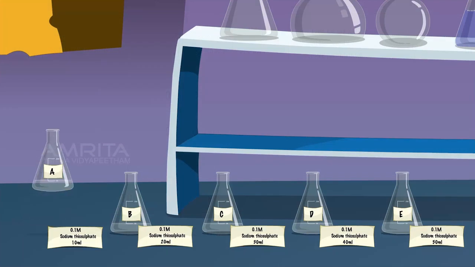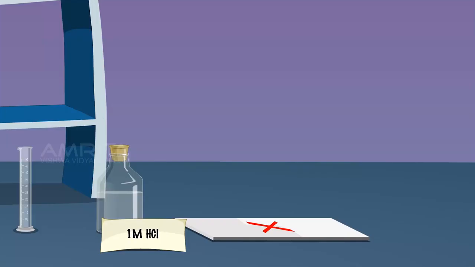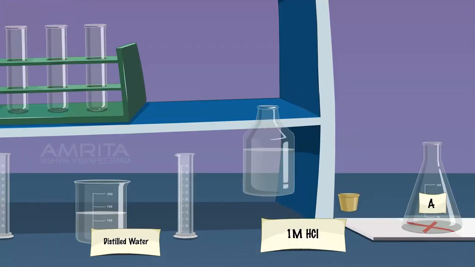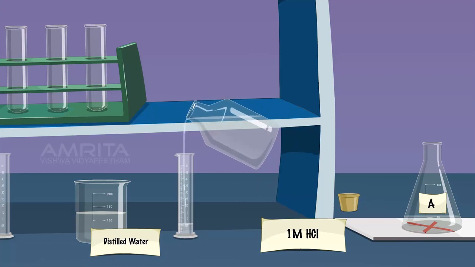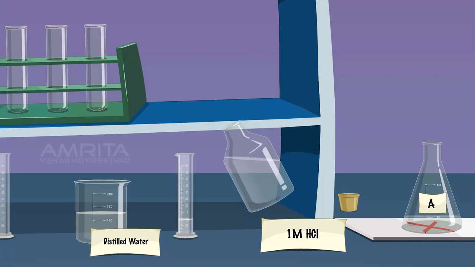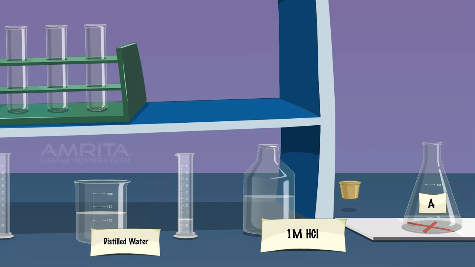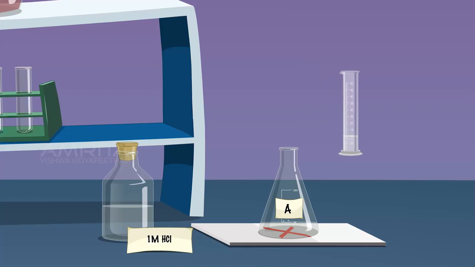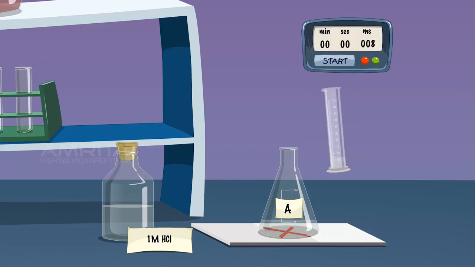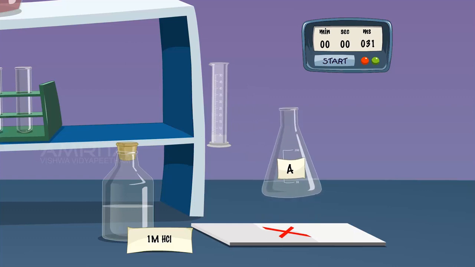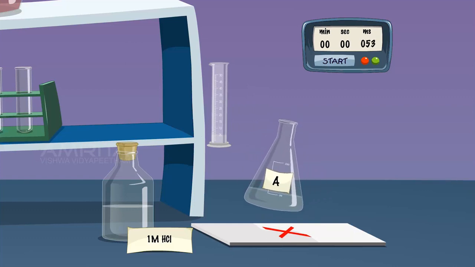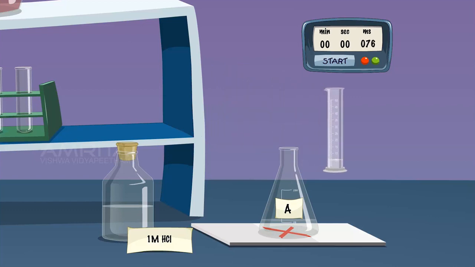Place the conical flask A on the white tile that has a cross mark at its center. Measure 10 milliliters of 1 molar hydrochloric acid in a measuring jar. Pour half of the hydrochloric acid into the conical flask A. Start the stopwatch immediately. Shake the conical flask and place it over the cross mark. Then add the remaining hydrochloric acid to the conical flask.